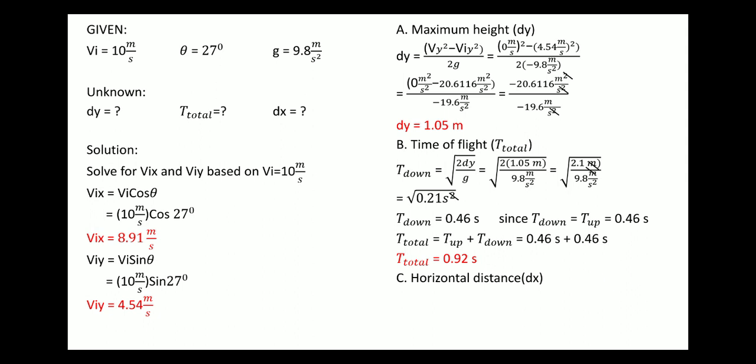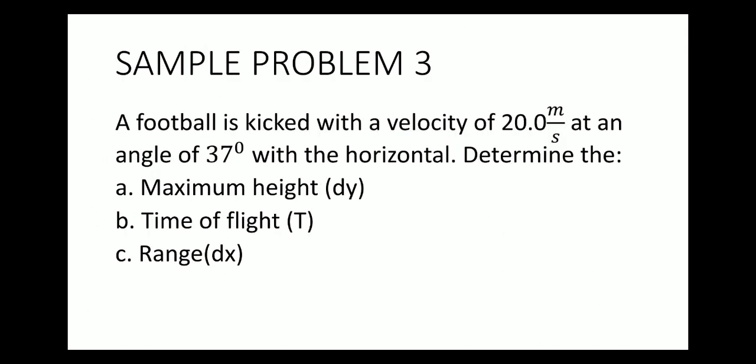And then for dx, or horizontal distance, Vix times time. Vix is equal to 8.91 meters per second times the computed time, which is 0.92 seconds. Cancel second. Then the product is 8.20 meters. And for my last example, a football is kicked with a velocity of 20 meters per second at an angle of 37 degrees with the horizontal. Determine the dy, time, and the dx.